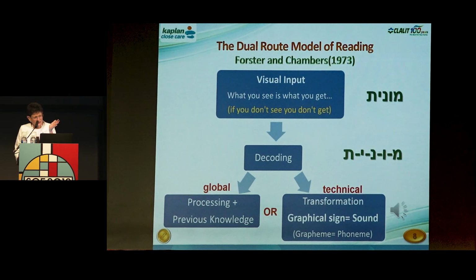So these are the first steps that are used for reading. They are inefficient, but then we know the word, we study it, and we store it. So when you become an expert reader and you use the global reading, you don't use the technical system anymore. You go to the global system, and you read the word, seeing the word and using previous knowledge. And now you become an expert reader.